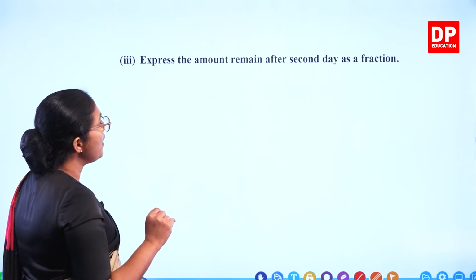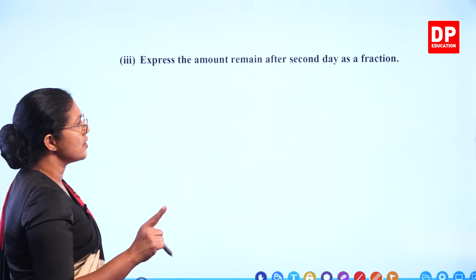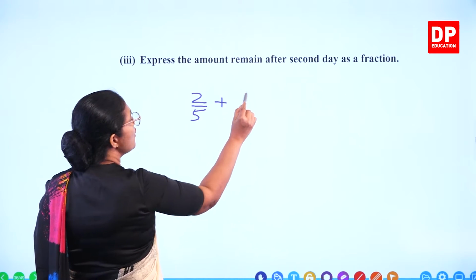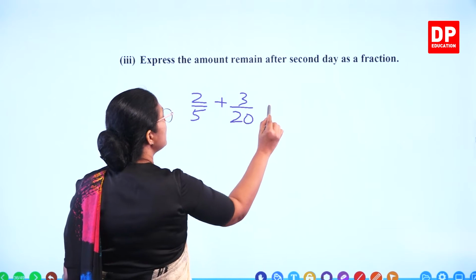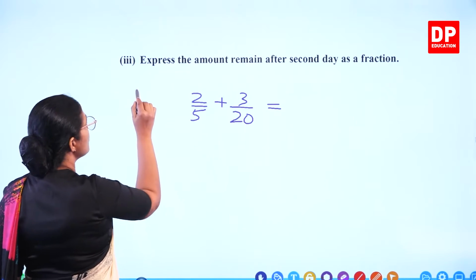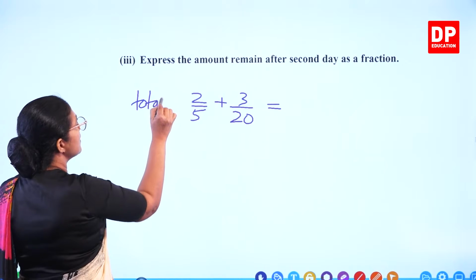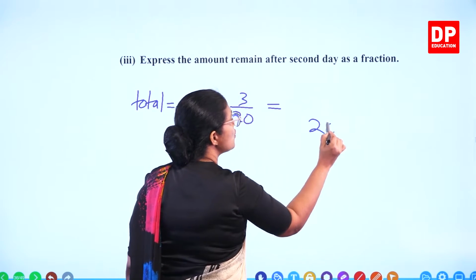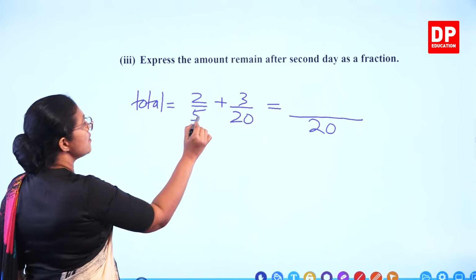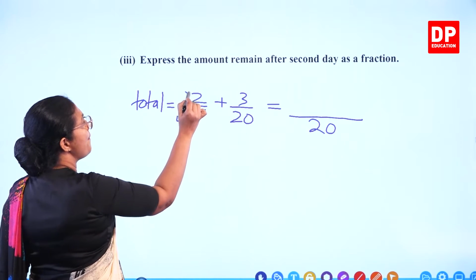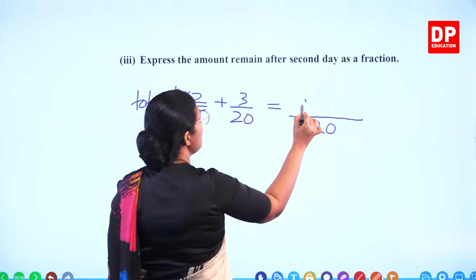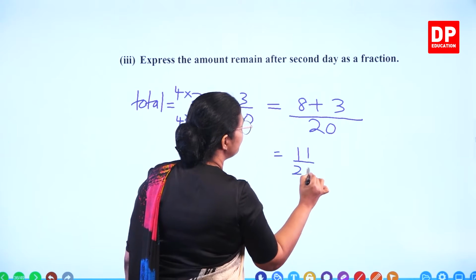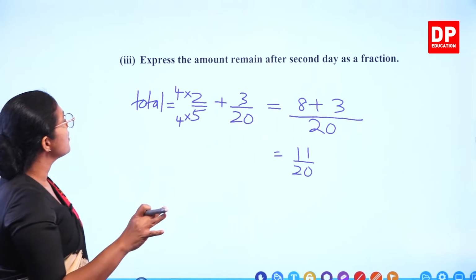Express the amount remaining after the second day as a fraction. So 2/5 first day, 3/20 second day. What's the total? Total parts: convert to the same denominator, 20. That means you have to multiply by 4 here. 4 times 2, 8, plus 3, 11/20. That's the total used amount.